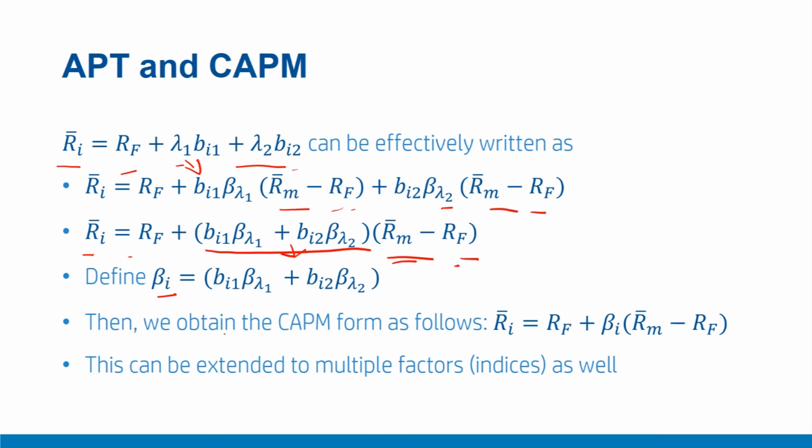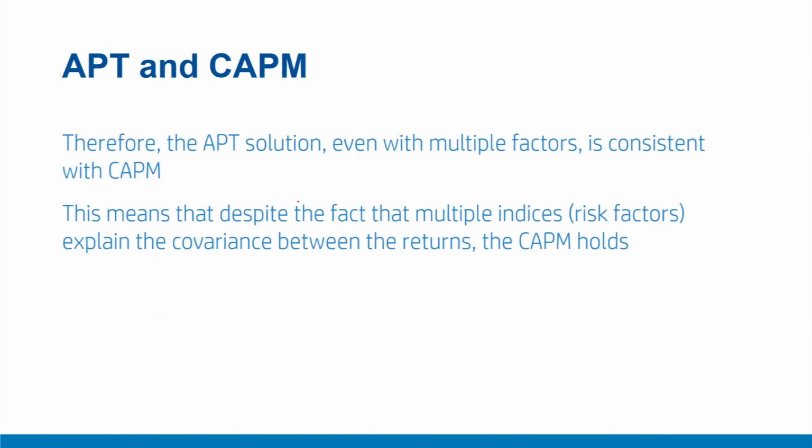And this results in an expression which is very similar to CAPM, which is Ri bar equal to Rf plus beta I, where beta I is this, times Rm bar minus Rf. And this analysis can be extended to multiple factors or indices as well. Based on this, we can say that the APT solution to the return generating process, even with multiple factors, is consistent with CAPM. So even if we assume that CAPM holds, it is not inconsistent with multiple indices as well.